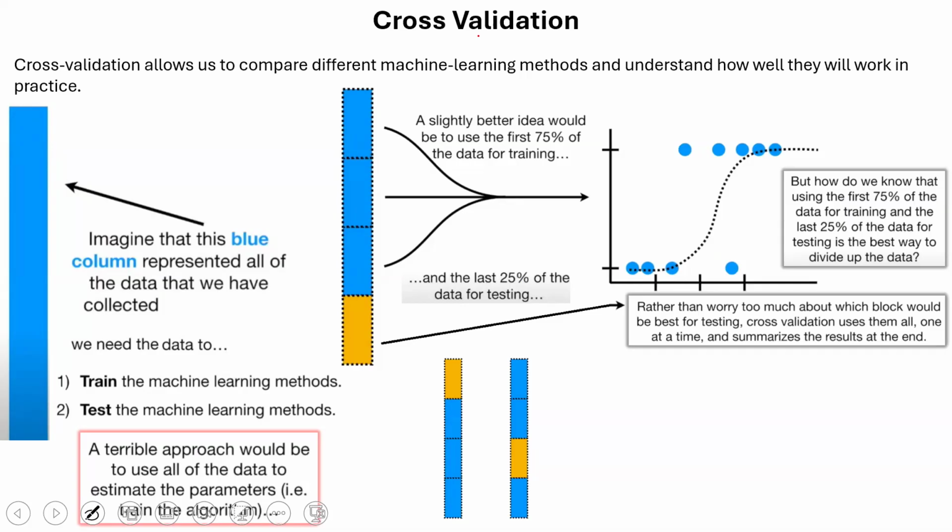So what cross validation basically means is that it allows us to compare different machine learning methods and understand how well they will work in practice. Cross validation is just like comparing the results of different machine learning methods and understanding how they will work in practice. In short, we will train and test the models with different values of k, and pick the value where the accuracy is more.